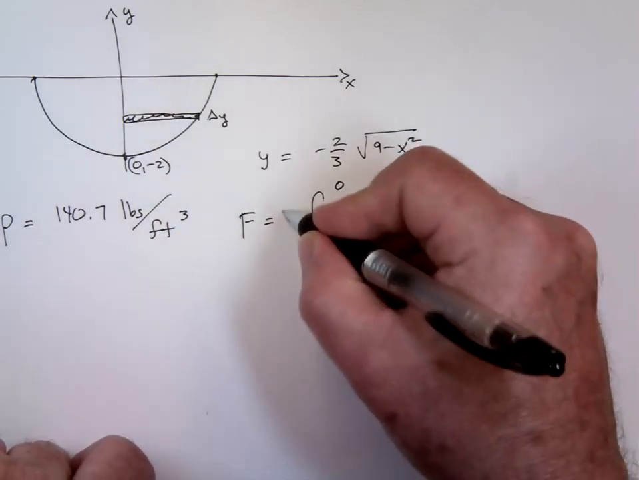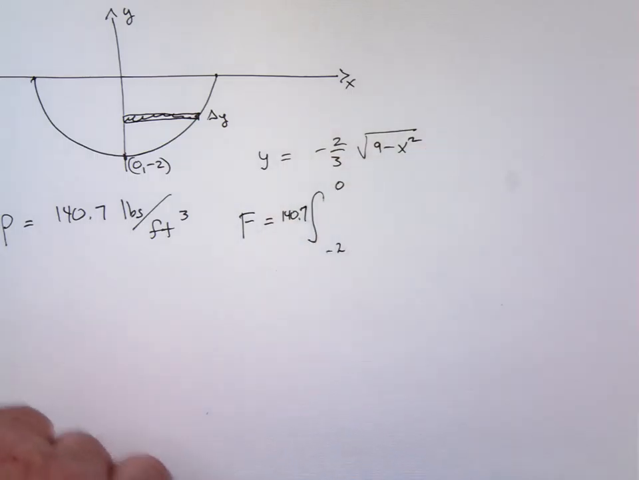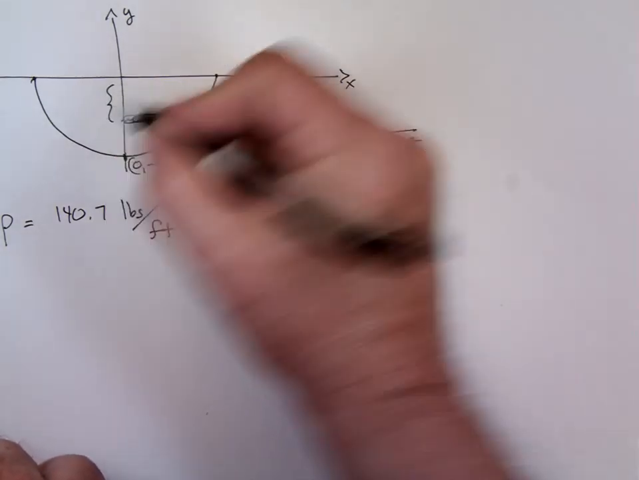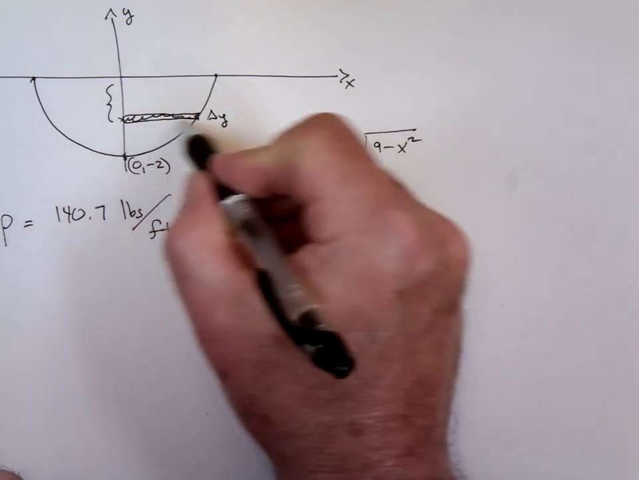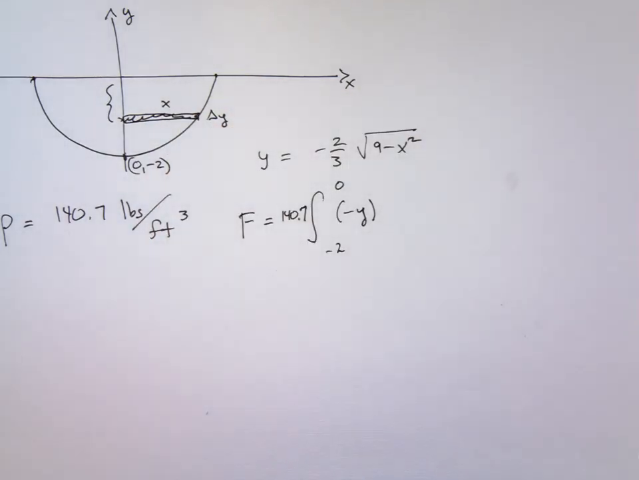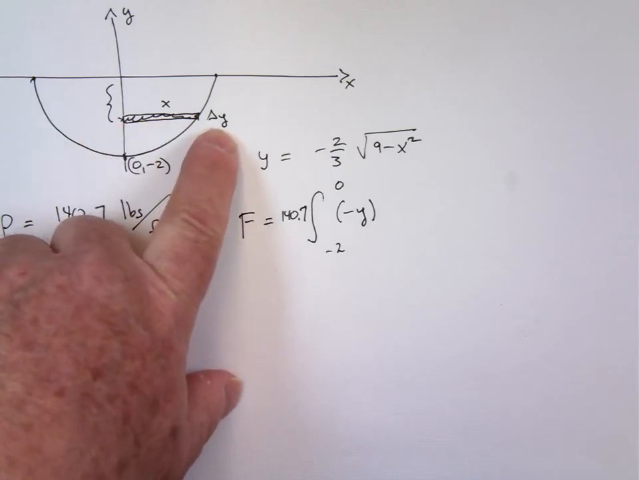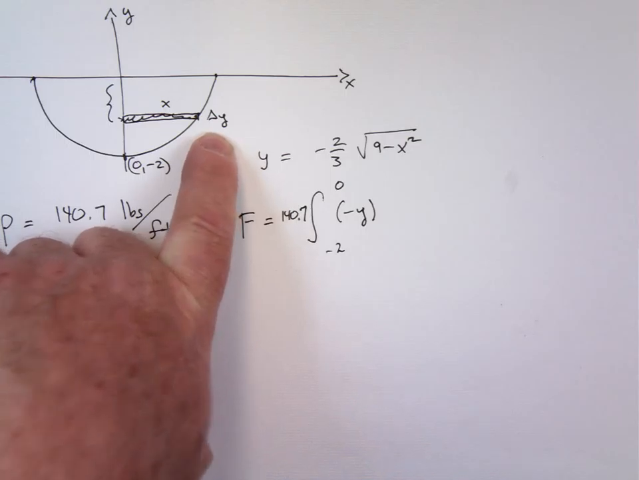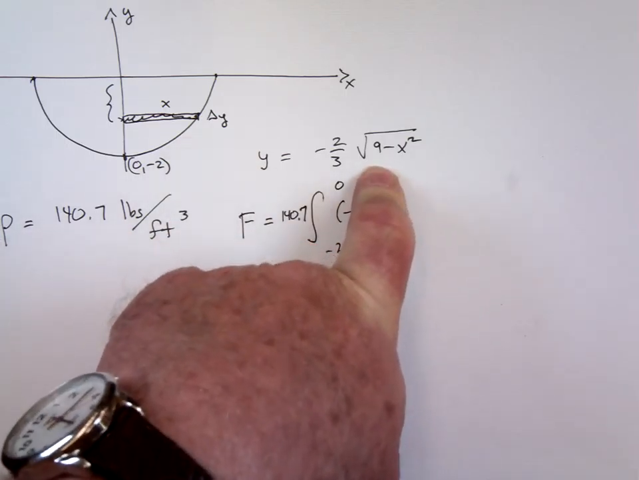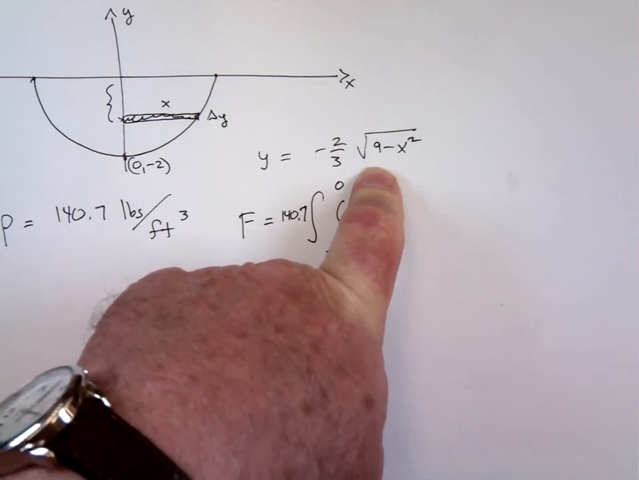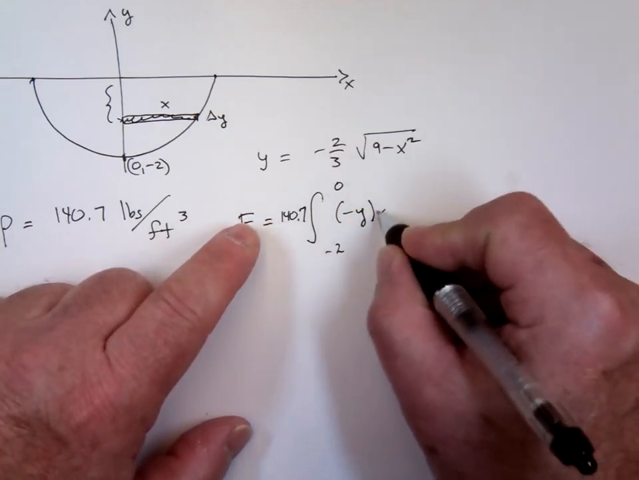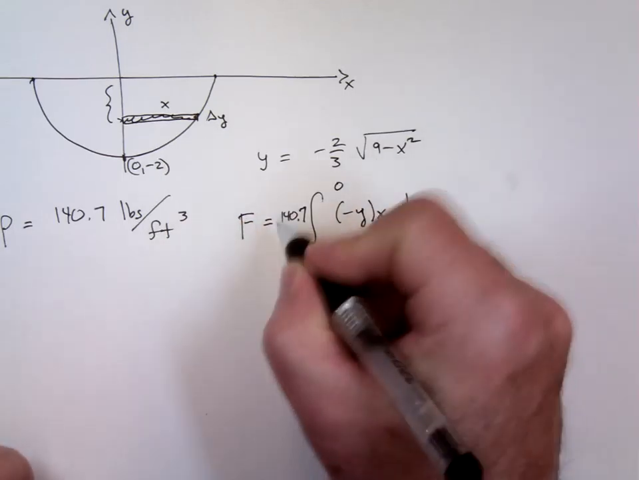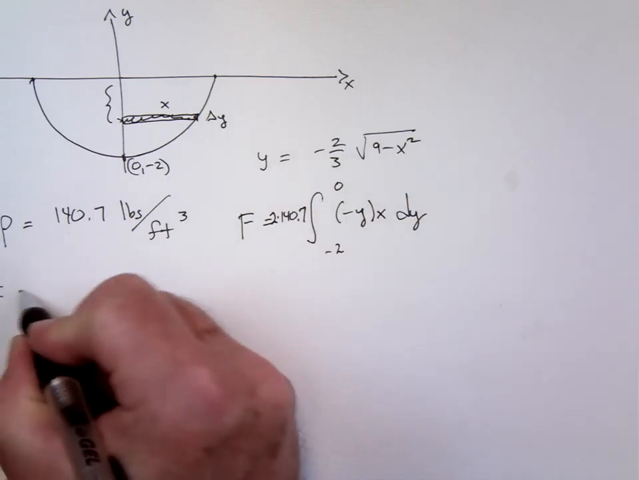The density is 140.7. The depth is negative y. The length of this is x, and there's the rub, as they say. That distance from the y-axis is x, but we're integrating in terms of y. What I'm going to have to do is take this, which is y in terms of x, and get x in terms of y. Right now it's x dy, and it's multiplied by 2. So right now the force is 2 times this.